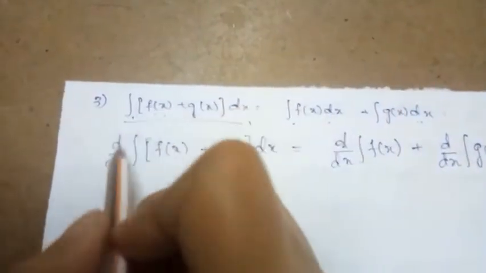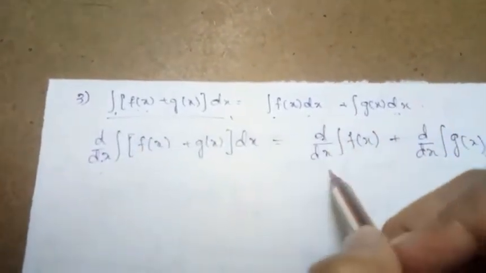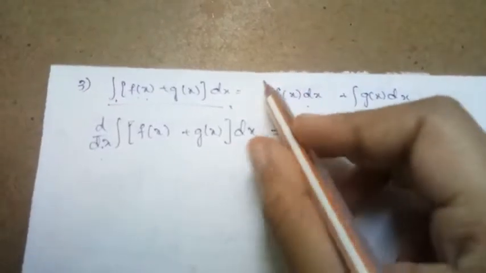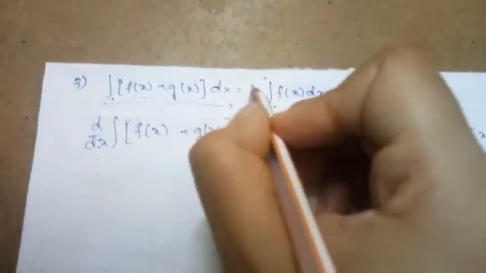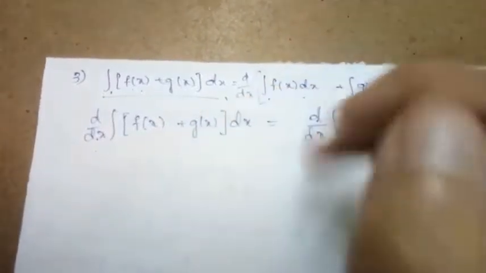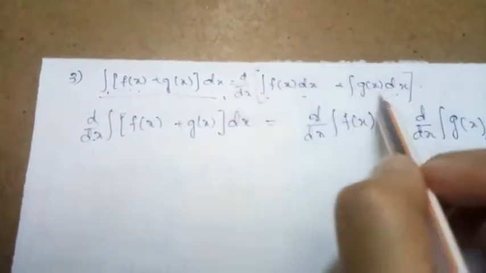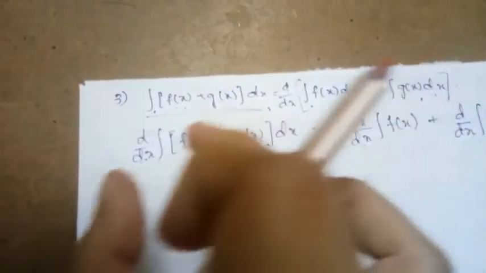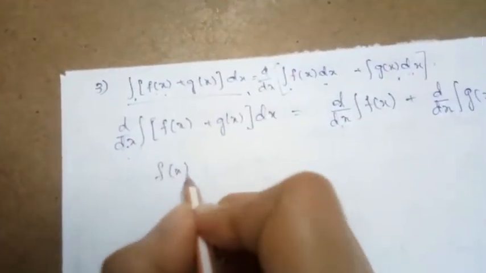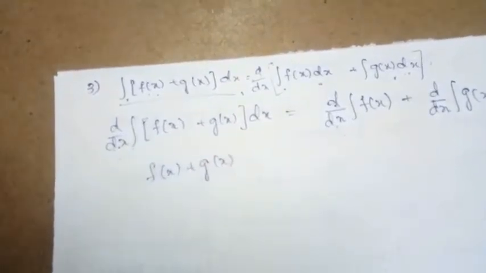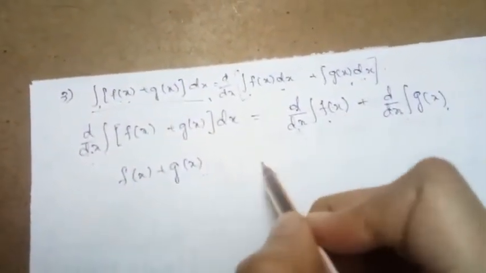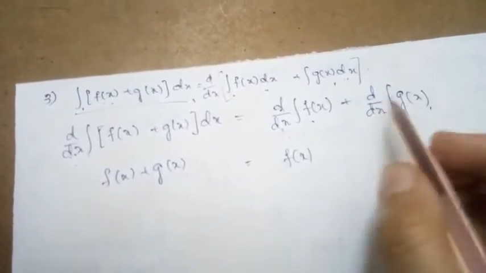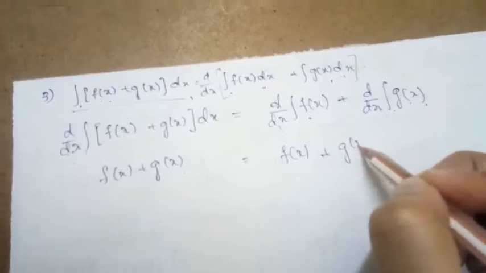Differentiating on both the sides means here also I am differentiating, and here it comes like this in the beginning, since by the algebra of derivatives it goes in this manner. So clearly, differentiation of the integration of any function, we are going to get that function itself, f of x plus g of x. Differentiation of the integration of a function gives that function itself.